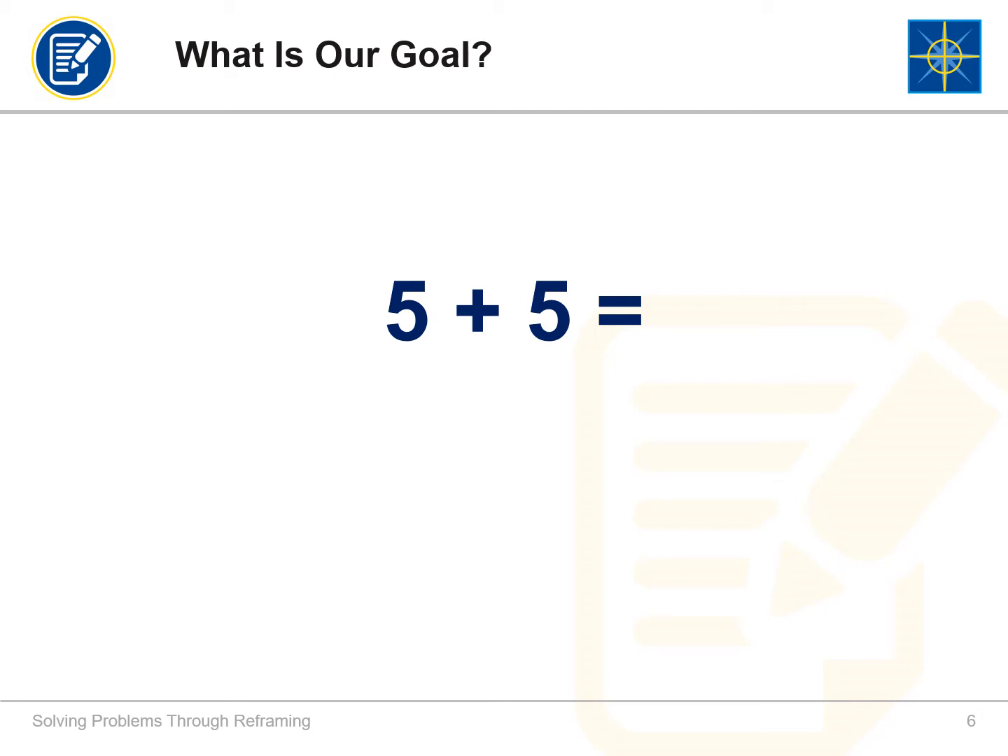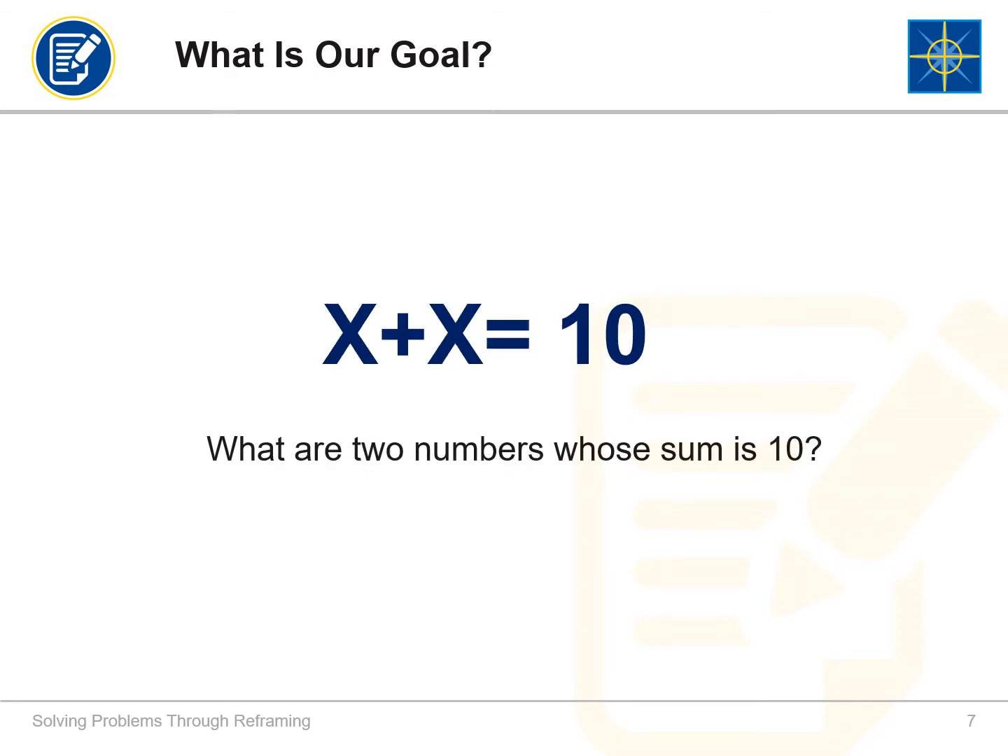Pause this video to record your answer to the problem on the screen. There is only one correct answer. The sum of 5 plus 5 is 10. But what if we asked a slightly different question? What if, instead of asking 5 plus 5, we ask, what are two numbers whose sum is 10? Go ahead and pause the video and write down some answers in your workbook for what are two numbers whose sum is 10.